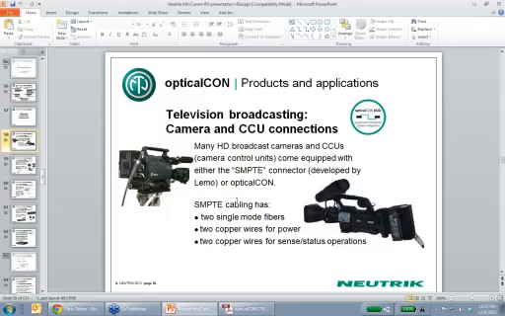SMPTE cabling, as opposed to the SMPTE connector, is a different standard. SMPTE cabling always has 2 single-mode fibers, that's a send and receive fiber, 2 copper wires for power, and 2 copper wires which are used for sense and status operations. So is the camera on? Is it working? Does it need to throw a message? The point of this part of the presentation is to talk about where fiber is used. And so we'll just look at a bunch of different places where it's used.